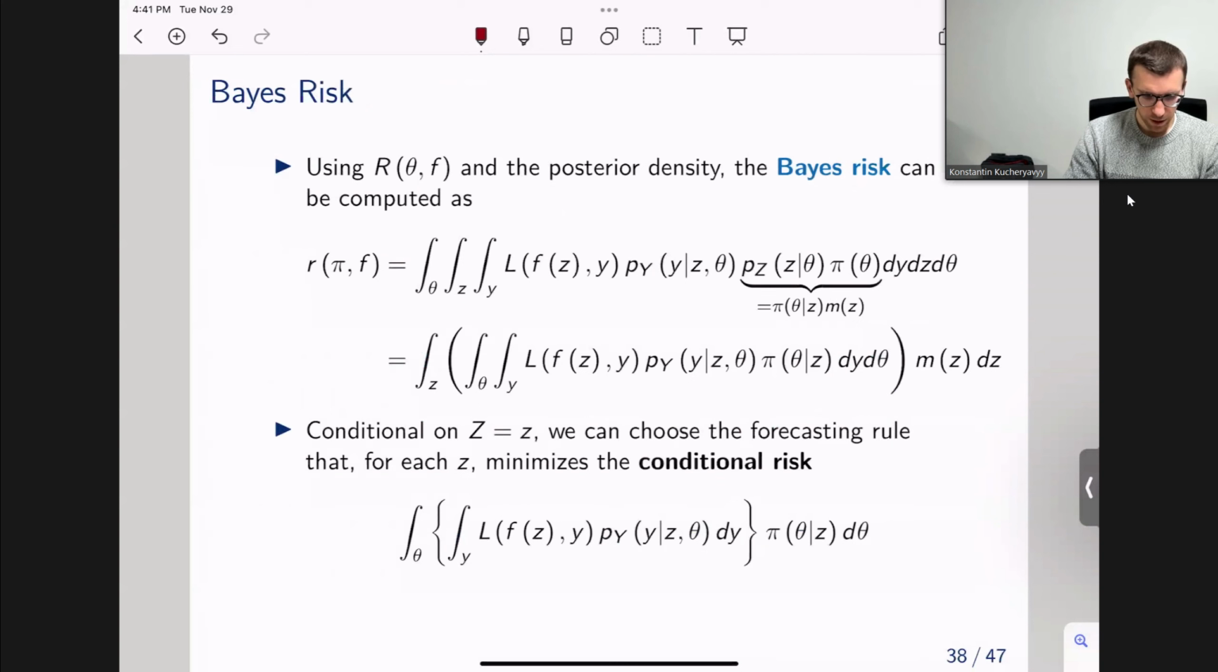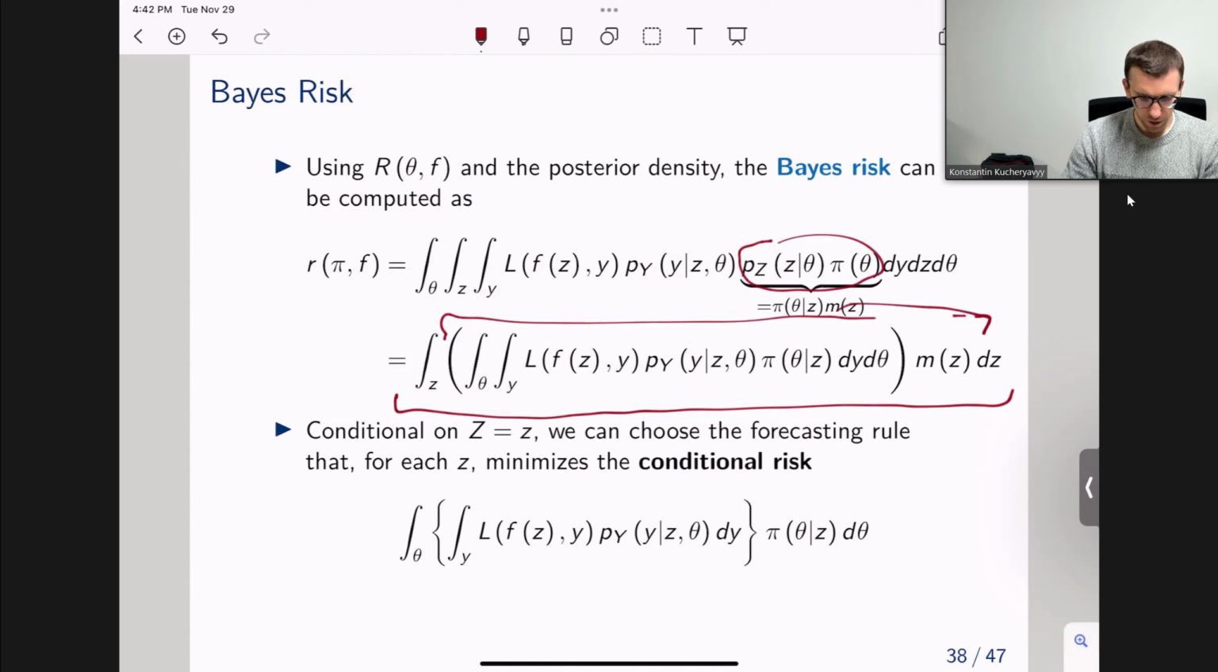Now we can write the definition of the risk in the classical sense and the posterior density, and then we can use these definitions to write the Bayes risk by taking these three integrals over the prior of thetas, over data, and over the next period outcomes. We can rewrite it like so. We use the definition of the posterior here. And then we can focus on this integral in order to get the best forecast. The optimal forecast would minimize this integral. And so this is what we focus on.